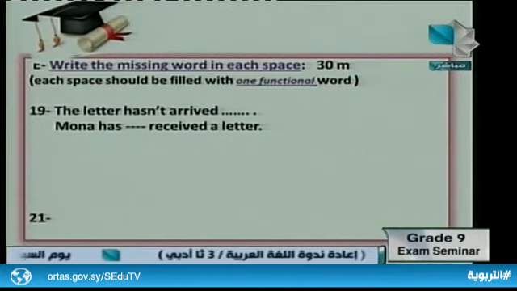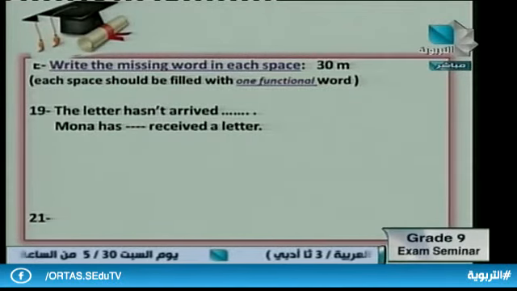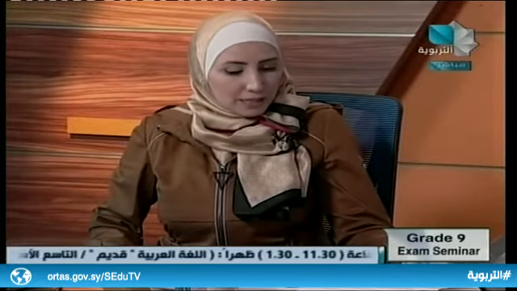If we have the same tense but another space: Mona has received a letter. Also here we have a present perfect sentence, and we have a space between the auxiliary and the present participle, the main verb. So we can use just or already. This is a functional word.